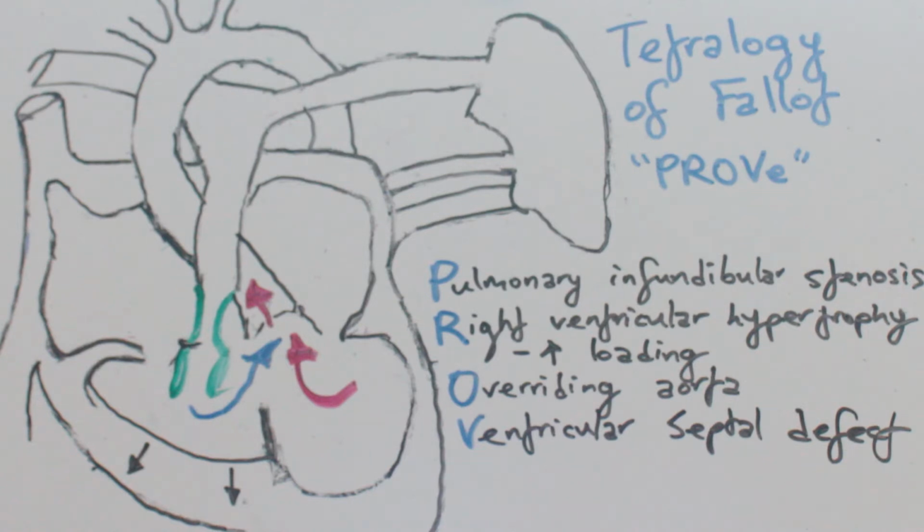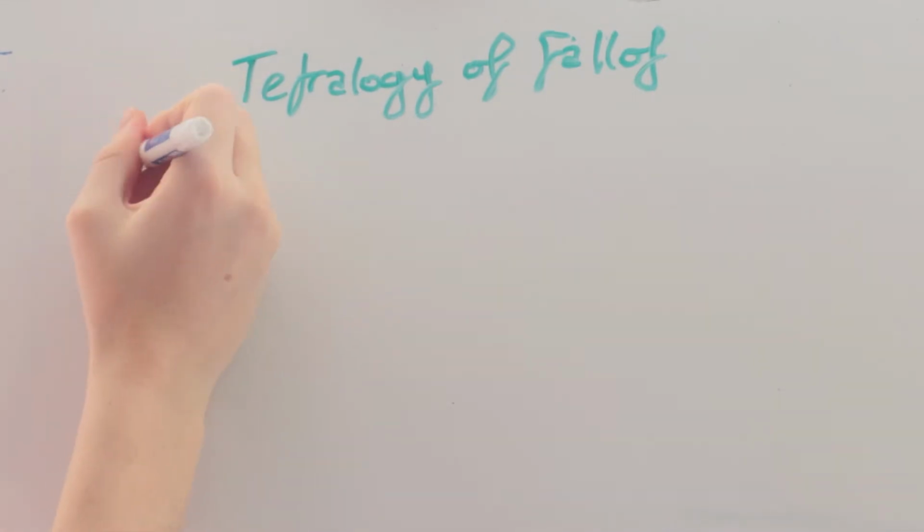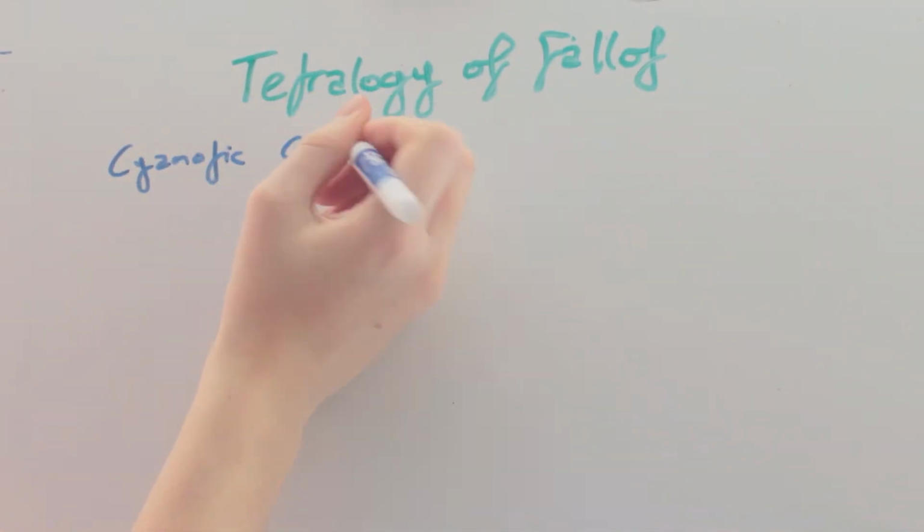As such, Tetralogy of Fallot is a cyanotic heart disease, as the systemic circulation now consists of mixed blood with a lower oxygen saturation. So we now know that Tetralogy of Fallot is a cyanotic heart disease.